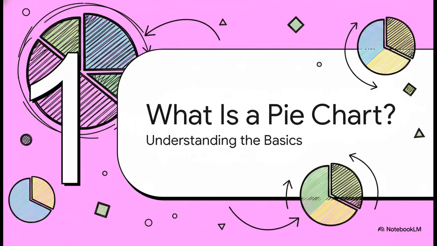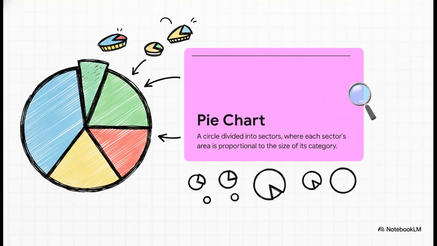Okay, so behind that simple circle, there's a really clear structure. Let's dig into the basics of what actually makes a pie chart work. So here's the official definition. It's a circle, the pie, and it's cut into slices, which we call sectors. Now, the most important thing to remember is that the size of each slice is directly tied to how big its category is. So a bigger slice means a bigger share of the total.